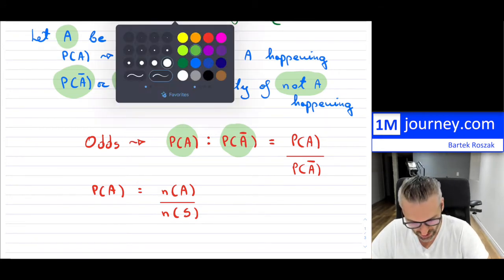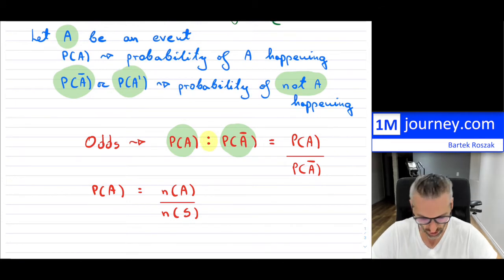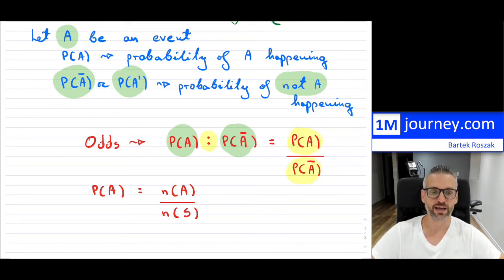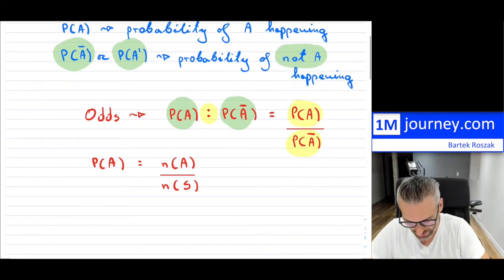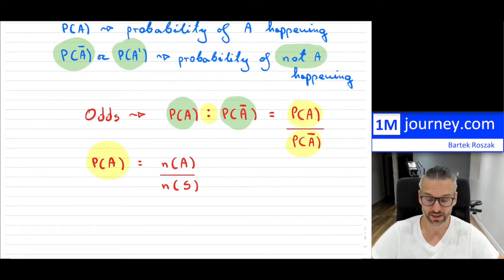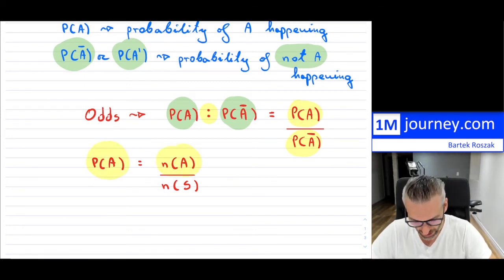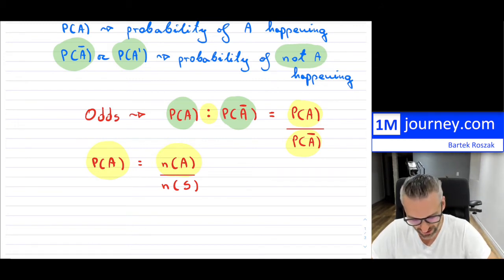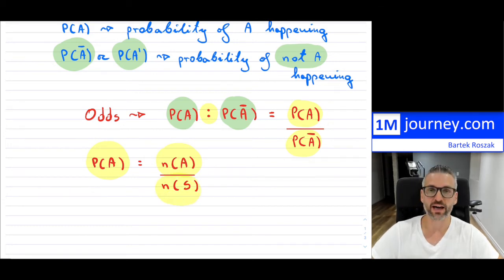What you see right here, the colon, we typically read as "to": probability of A to probability of not A. Oftentimes you can also express this simply as a fraction, where the probability of A is on top and the complement is at the bottom. And don't forget that in probability, if it's possible, you have the number of ways the event can happen, if this is theoretical, divided by the total number in the entire sample space. S would be the entire sample space.